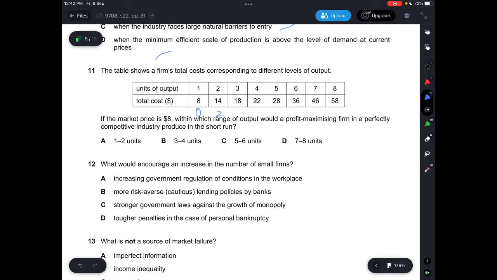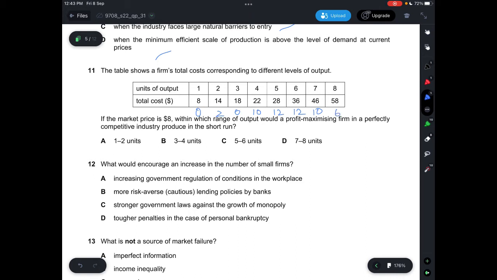And then 3 times 8, you get 24. 24 minus 18, you get 6. And then 8 times 4, you get 32, minus 22 is 10. And then 8 times 5, 40, minus 28, you get 12. And then 6 times 8, you get 48. 48 minus 36, you get 12 as well. And then 8 times 7 is 56. 56 minus 46, you get 10. And 8 times 8 is 64. 64 minus 58, you get 6.